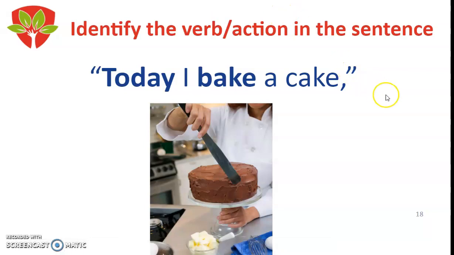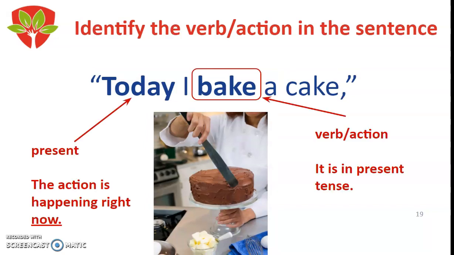So look at this. In here we have a sentence. It says identify the verb, that means the action in the sentence. So if I have, today I bake a cake. Today I bake a cake. So what is the verb, the action in that sentence? What do you think? What is the action in there? Great. Bake is the verb, it's the action of that sentence, okay?